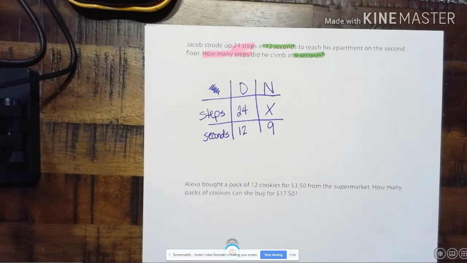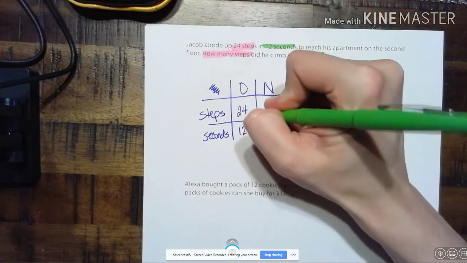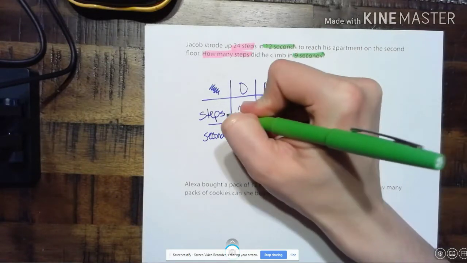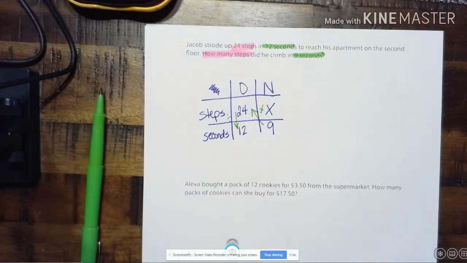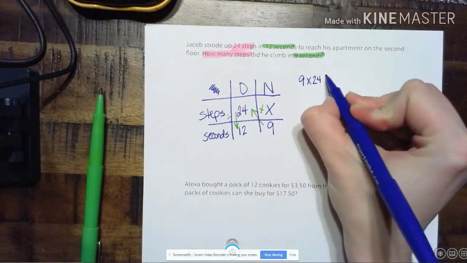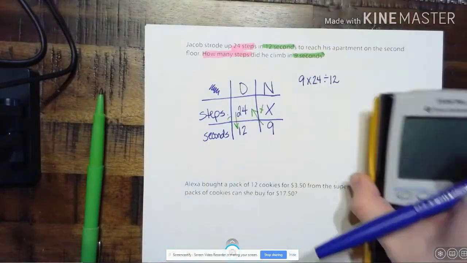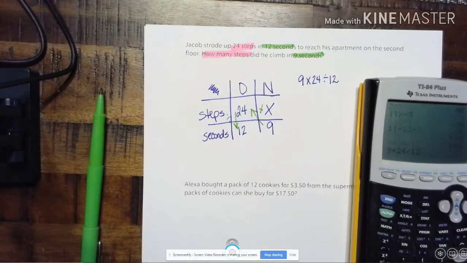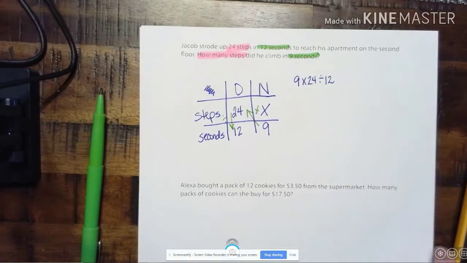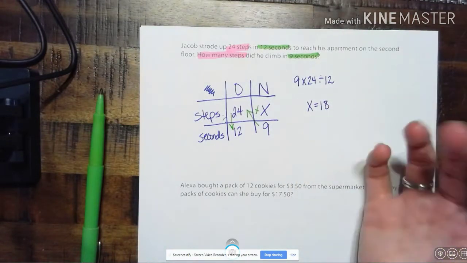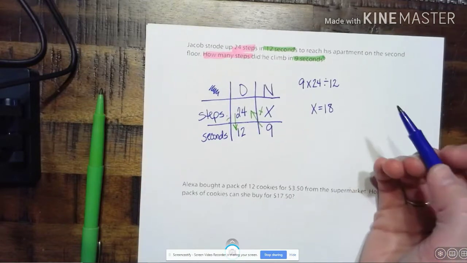So to solve tic-tac-toe, we cross multiply and then we divide. And so we would have 9 times 24 divided by 12. And so just for speed here, we would get 18. So X equals 18.